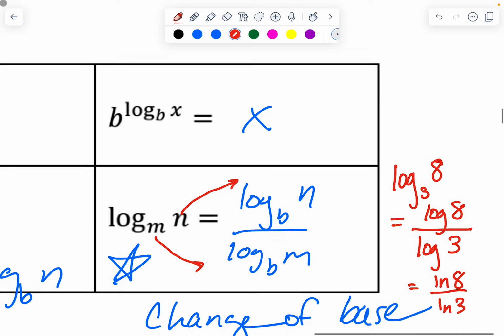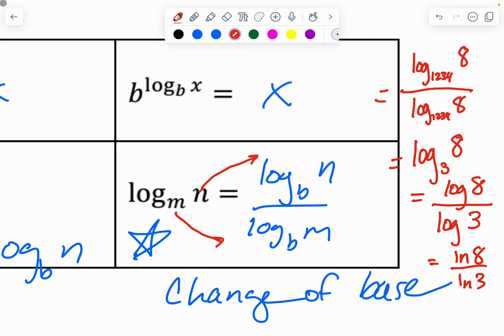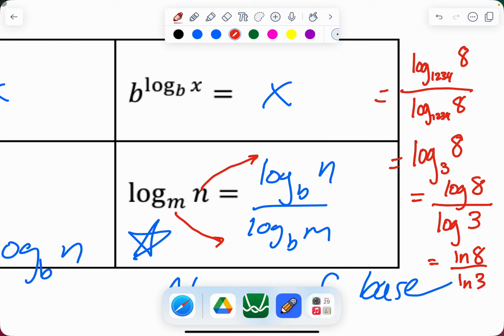I could make it the log base 1, 2, 3, 4 of 8 over, I don't know why I would, but I could. As long as those bases match, all of these 1, 2, 3, 4 different things are all equivalent to each other. Do I have Desmos pulled up?